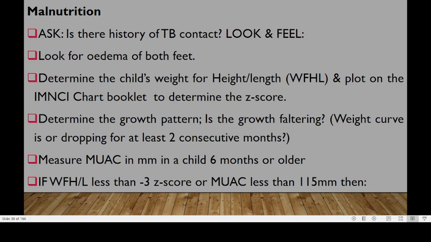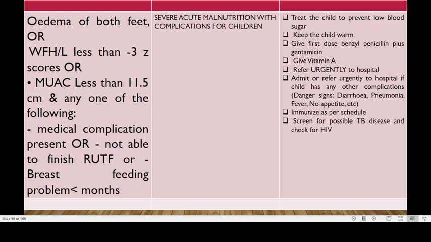You need to measure mid upper arm circumference in millimeters in children who are 6 months or older. If the weight for height or length is less than -3 Z score, or the MUAC is less than 115, then you have to suspect that there could be malnutrition. So malnutrition can also be classified according to IMCI into different categories.